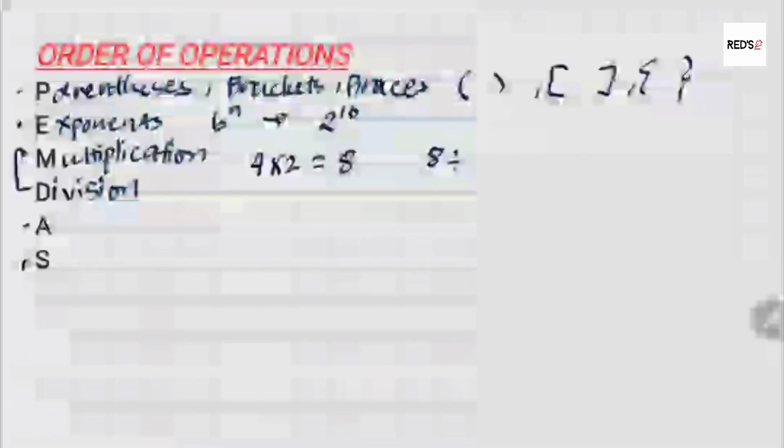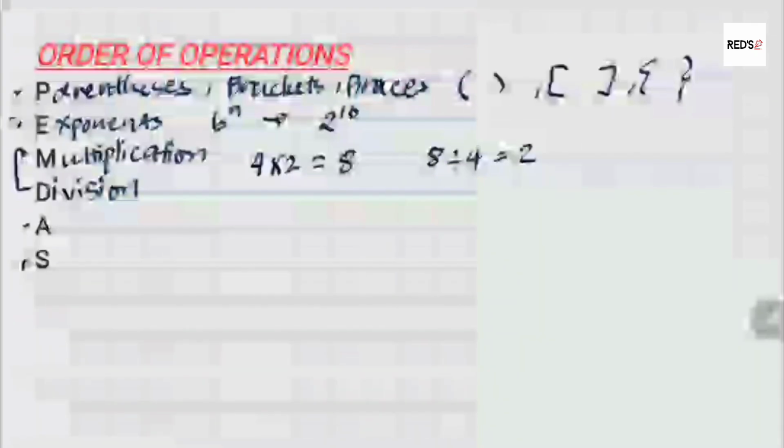4 times 2, we get an answer of 8. But if we reverse that process and we want to get the quotient, when we divide 8 by 4, we get the number 2. So multiplication and division can be done simultaneously or interchangeably whenever you see them, but the operations for the parentheses and exponents should come first.